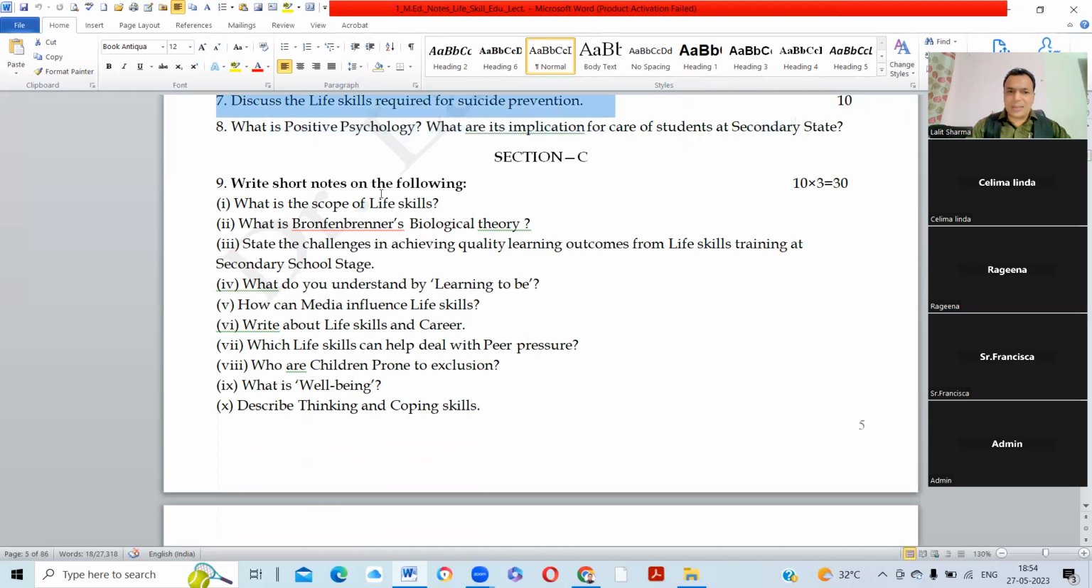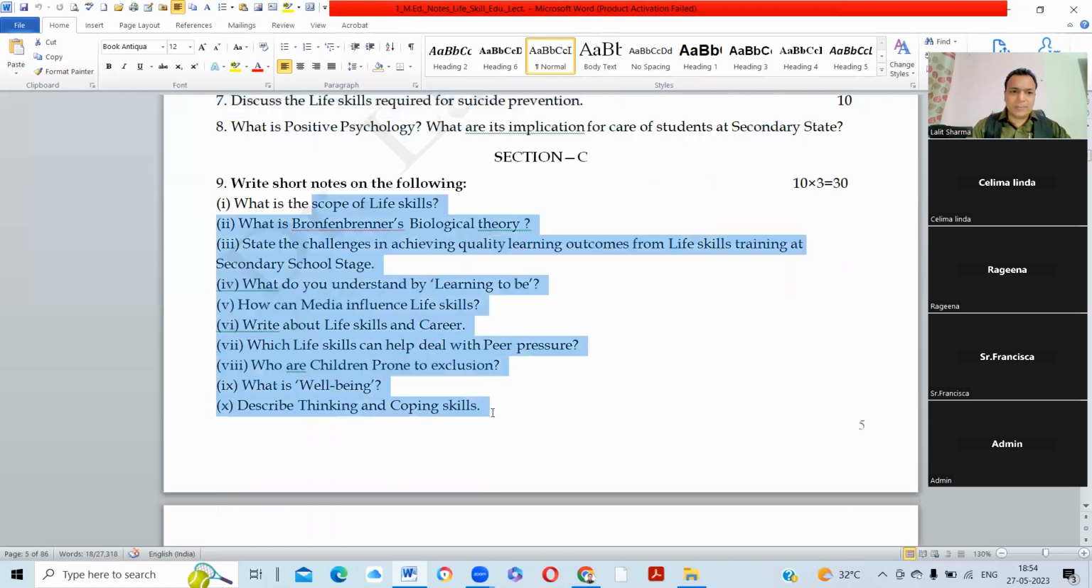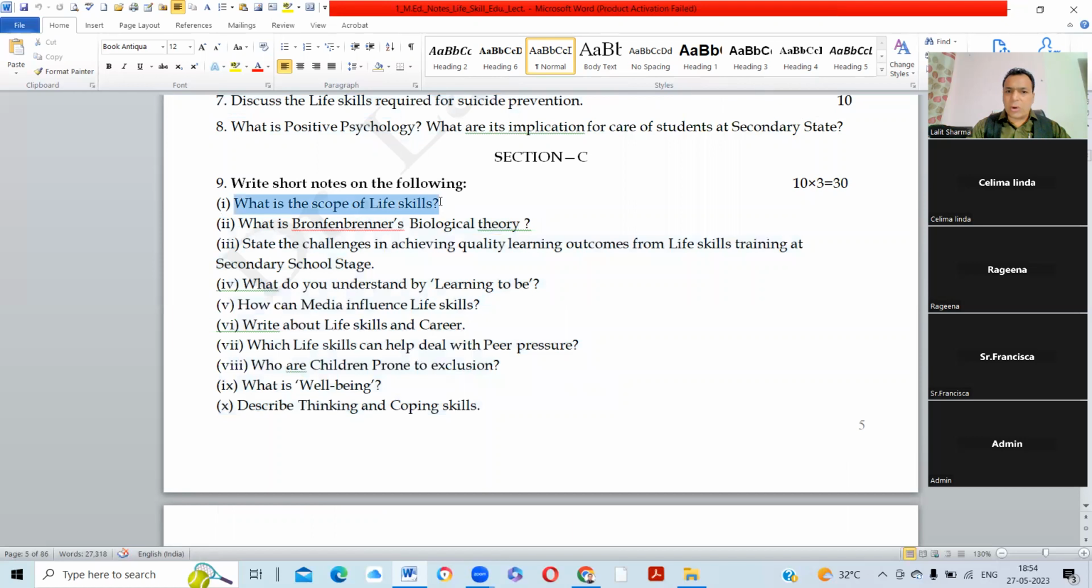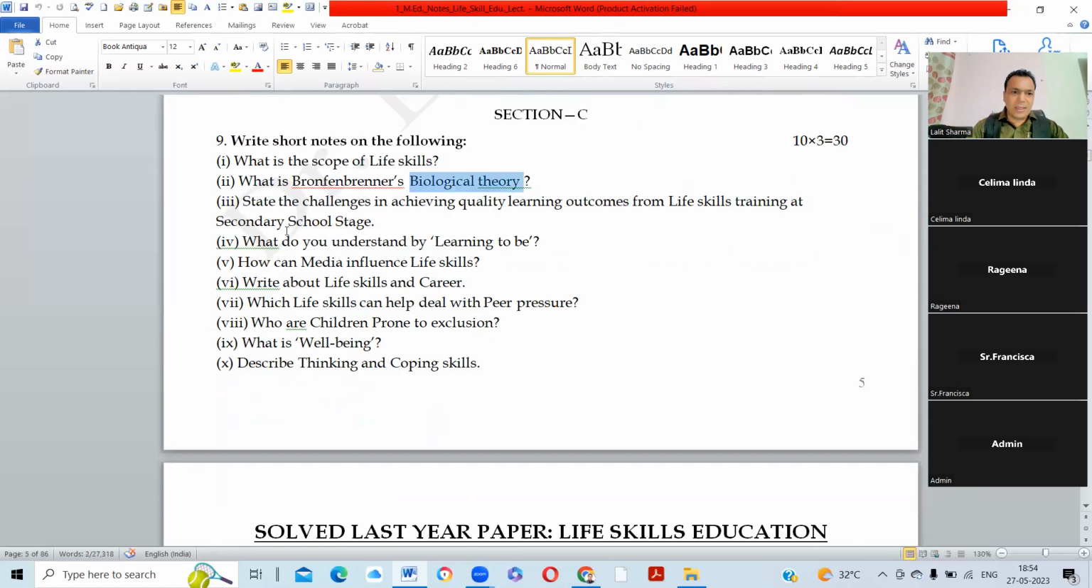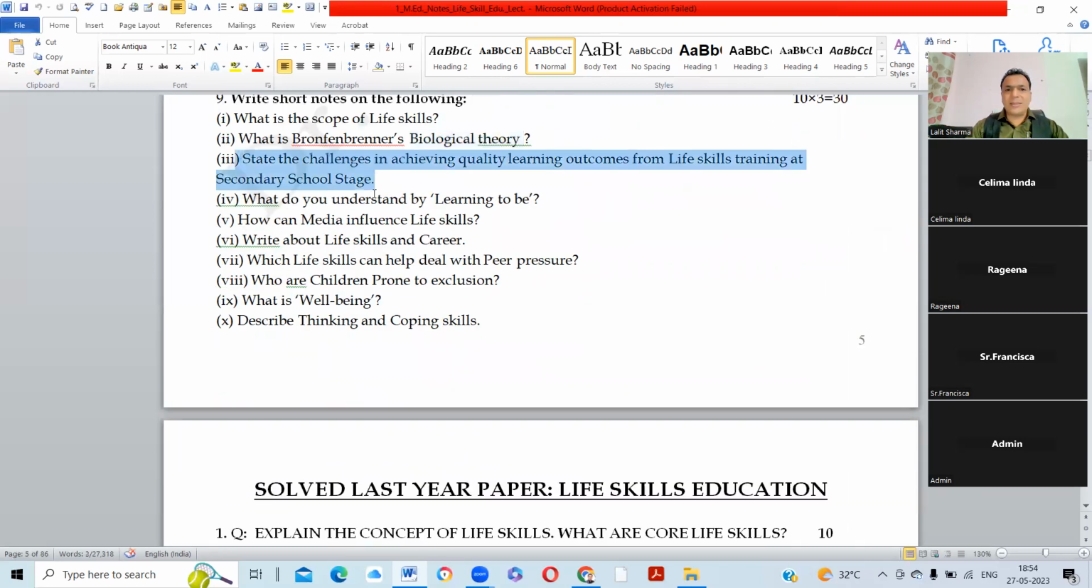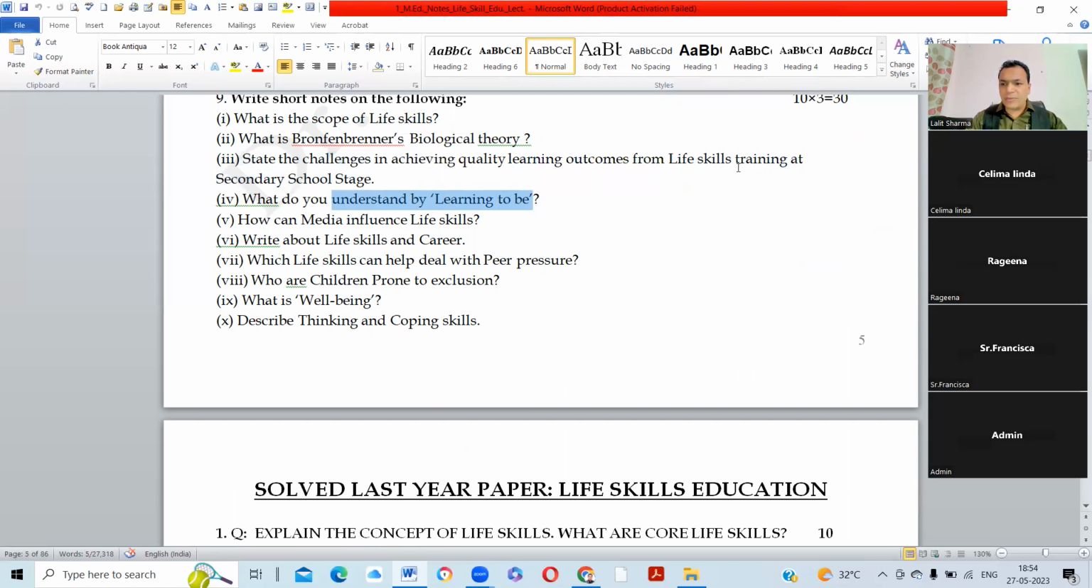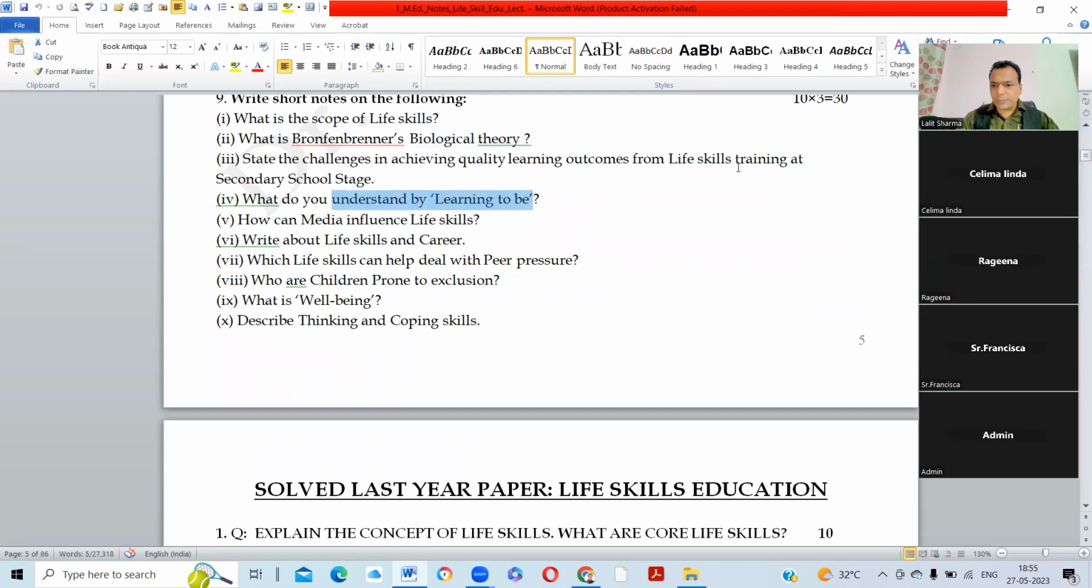Similarly, in Section C, you know that 10 questions would come. Look, all of it has come from the same. What is the scope of life skills? What is this biological theory? Then third, state the challenges in achieving quality learning outcomes. What do you understand by learning to be? That is the four pillars of education. This is important, right? The four pillars of education, which we have to do. And then, write about life skills and career.